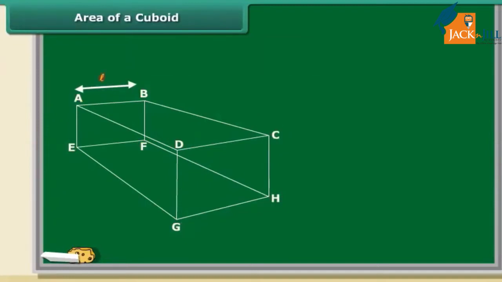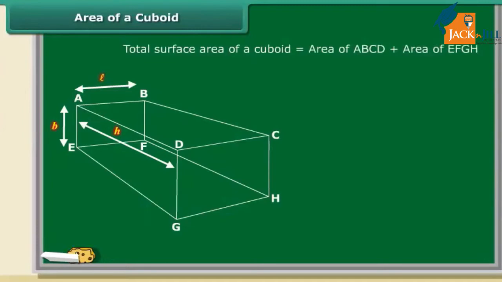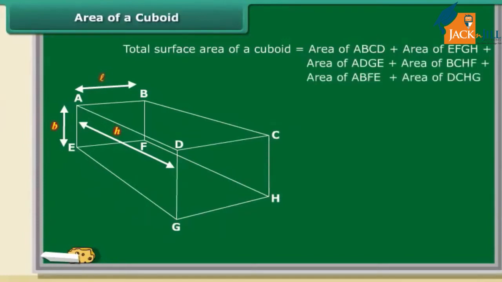Let AB be L, AE be B, and AD be H. Then the total surface area of the cuboid is equal to the sum of the areas of six faces ABCD, EFGH, ADGE, BCHF, ABFE, and DCHG, which is LH plus LH plus BH plus BH plus LB plus LB. Therefore, the total surface area of a cuboid is equal to 2 into (LB plus BH plus HL).